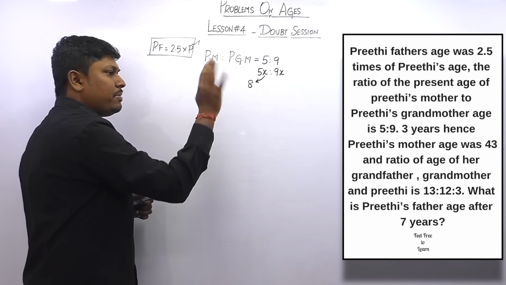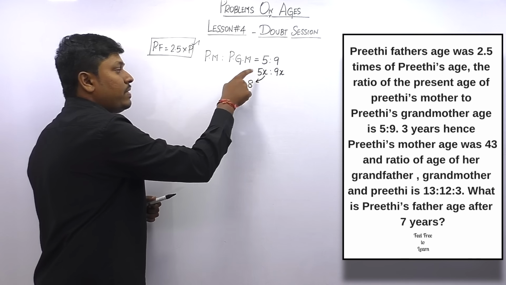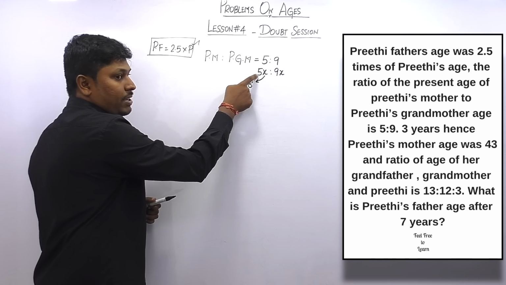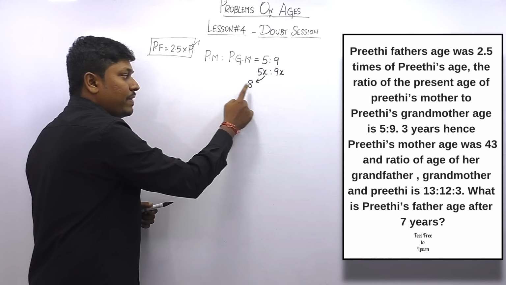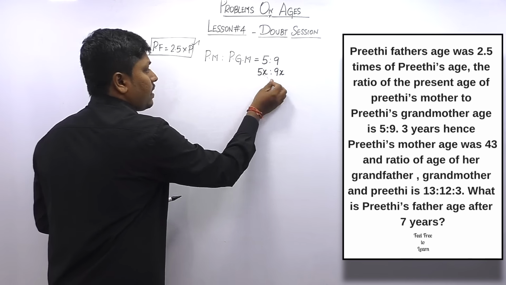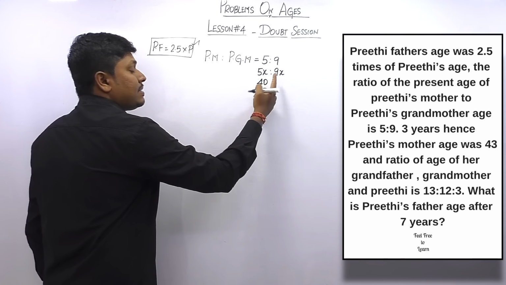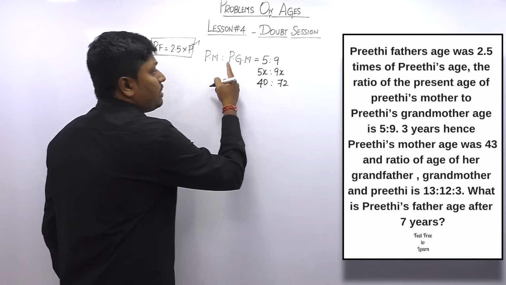So we already know that Preeti's mother and Preeti's grandmother's ages are in the ratio 5:9. Now we know that Preeti's mother's age is 40. So definitely 5 into 8 will be 40. So we can say the value of x should be definitely 8. So at this point, 8 5s are 40, which will be Preeti's mother's age. Similarly 9 8s are 72. So 72 will be Preeti's grandmother's age. So finally we found 40 and 72.